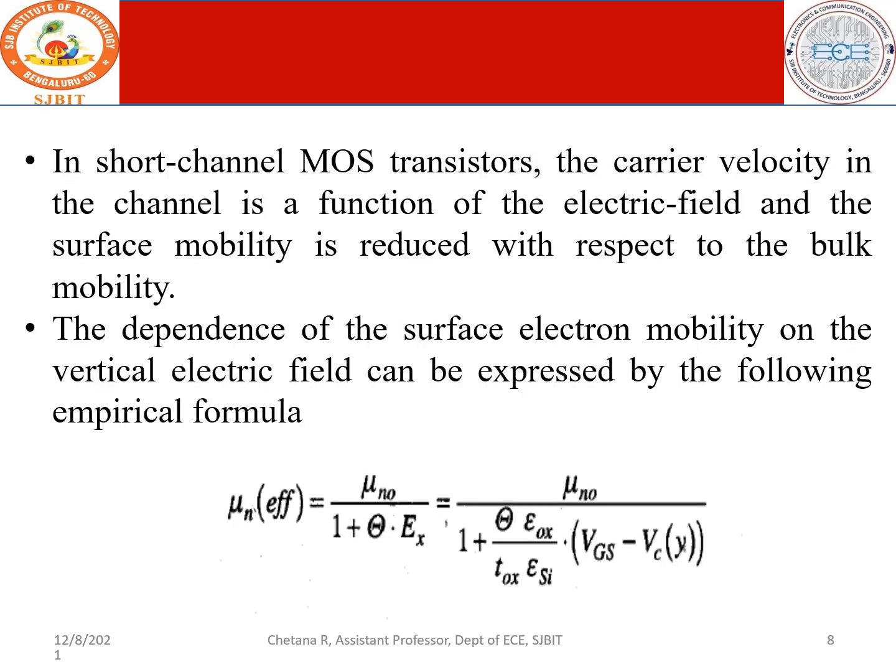As I have told, the mobility varies. So in a short channel MOS transistor, mobility varies because the carrier velocity in the channel is going to vary because of the reduced length. So as a whole, the bulk mobility is going to vary, and it is given by this expression. Therefore, the dependence of the surface electron mobility on the vertical electric field can be expressed by this formula, where mu n is the mobility of the electrons. It is given by mu n naught over 1 plus theta Ex, and this is the expression which is with respect to the mobility of the charge carriers.